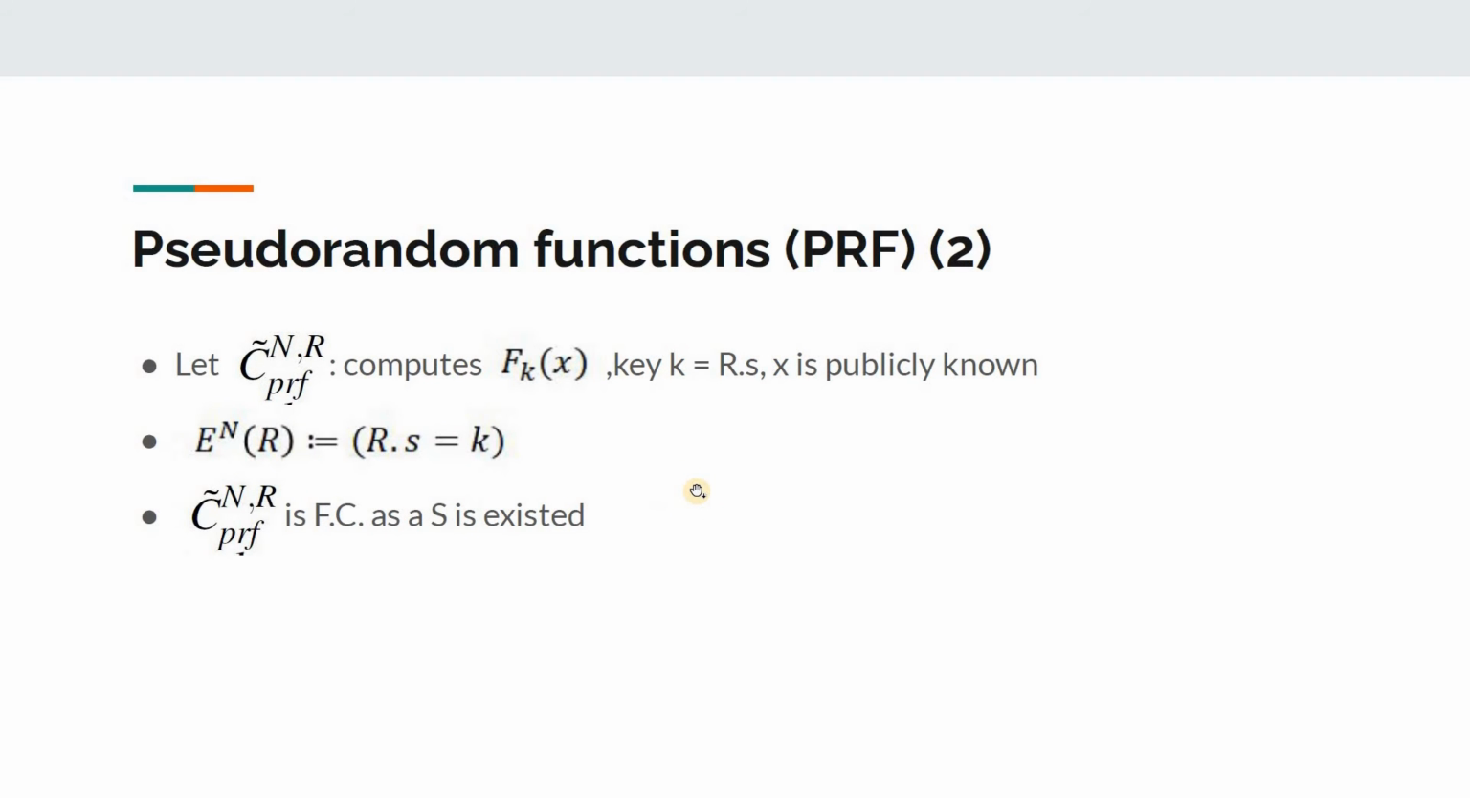And the second condition will have the FC produced here. We define another compelled action, which computes FK X with the key equal to RS and X is already perfectly known, with the evidence equal to RS with equal to A. If a simulator S exists, and this compelled action is a FC, so you can see a similar conclusion can be made with the ones that we mentioned. As you can see, the FC occurs under some conditions, so we can also say the PRF is not usually a FC.